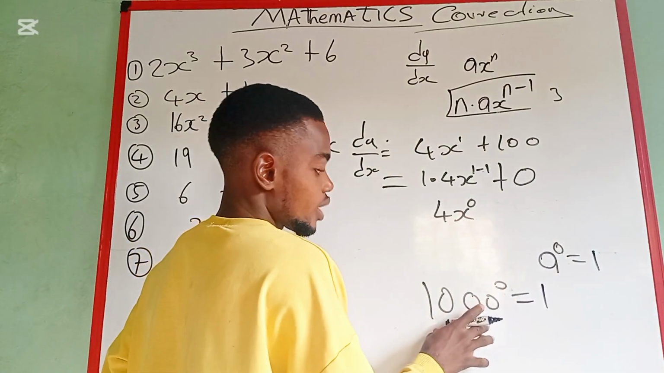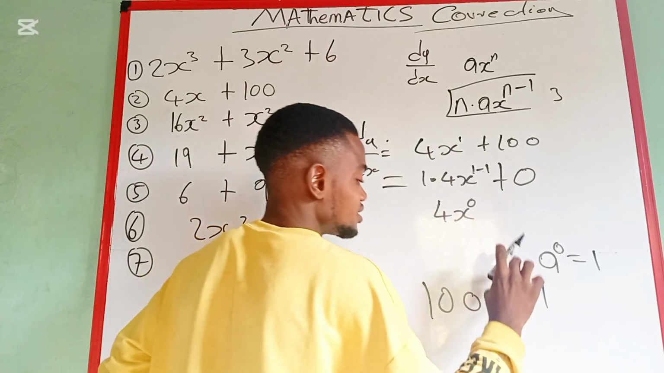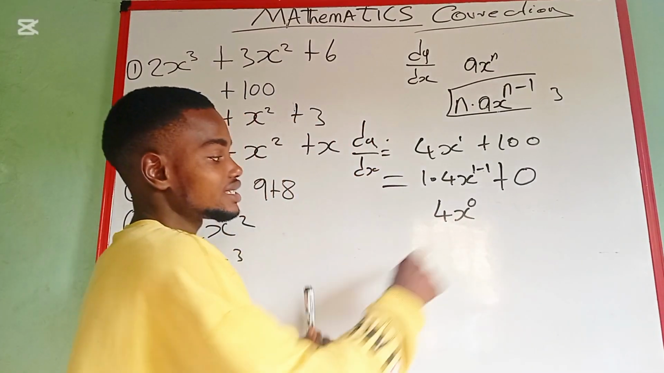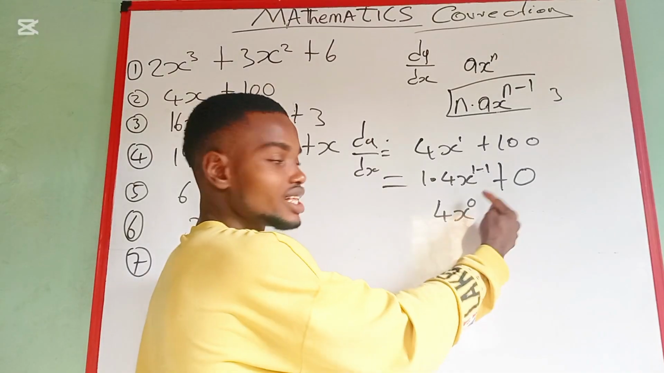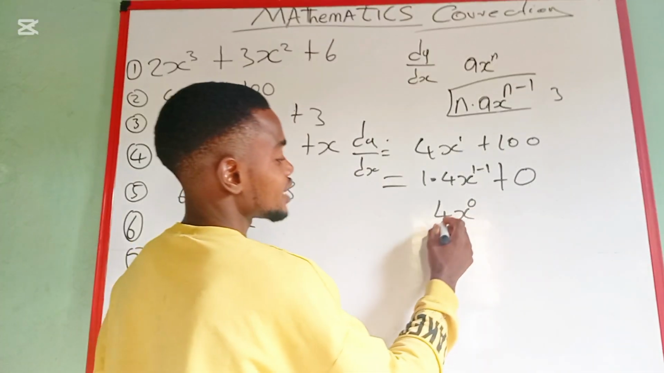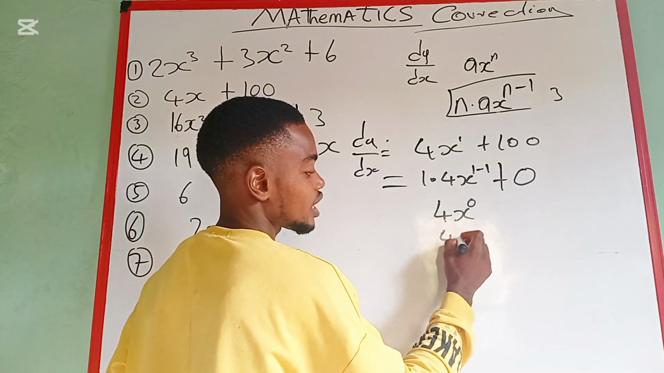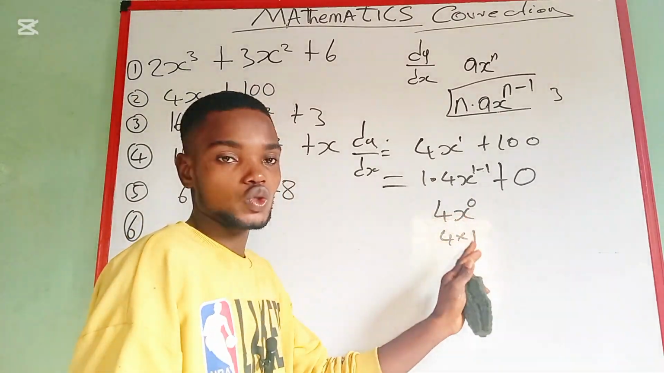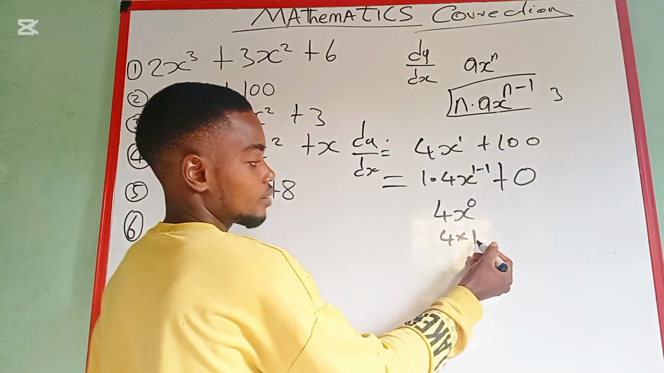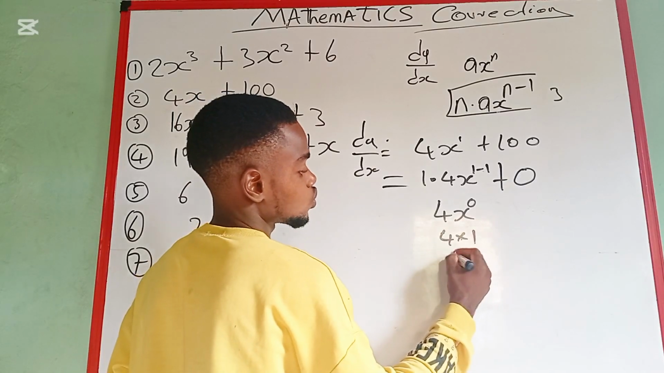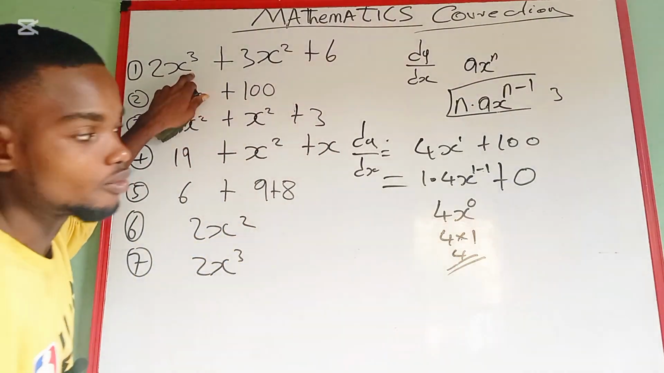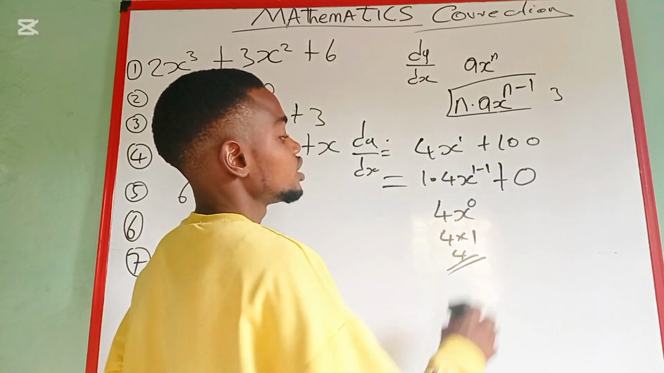Any number at all, anything at all that is raised to power 0, is equal to what? 1. So because of that, we have that s is raised to power 0. This s being raised to power 0 means that 4 is going to multiply by what? 1, because anything raised to power 0 is 1. So s raised to power 0 is what? 1. Now 4 multiplied by 1 is going to give us what? 4. So 4 is the answer for this second question on derivative of s.